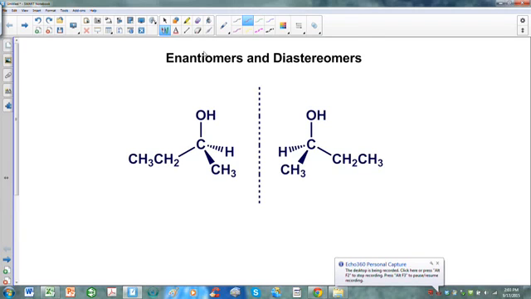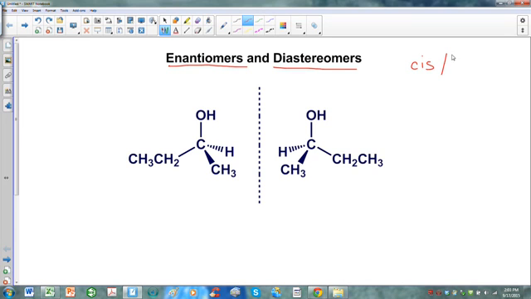Alright, so let's talk about enantiomers and diastereomers. These are two of the more commonly observed stereoisomers that you're going to see where we have stereocenters. Previously you've seen stereoisomers labeled cis and trans, but that is pretty specific. That's only for alkenes and cycloalkanes.